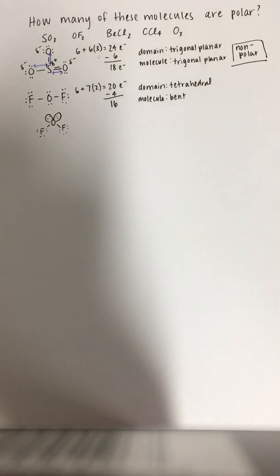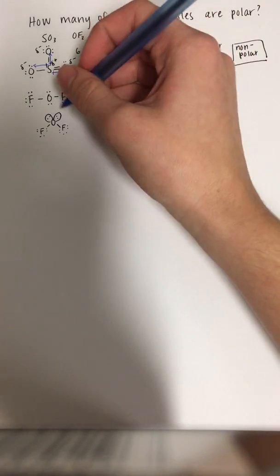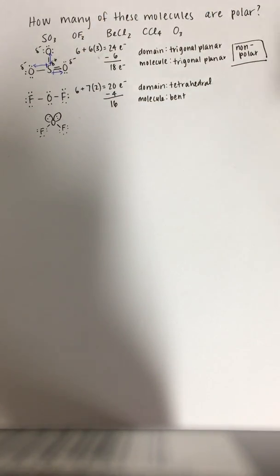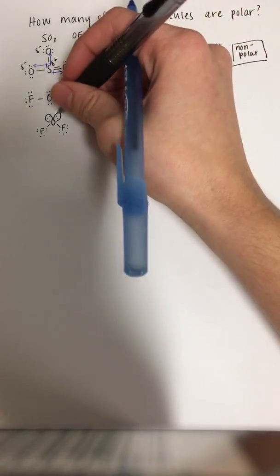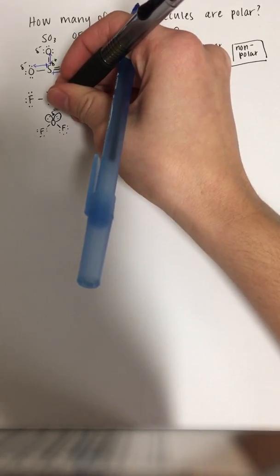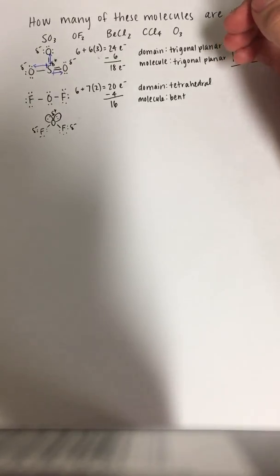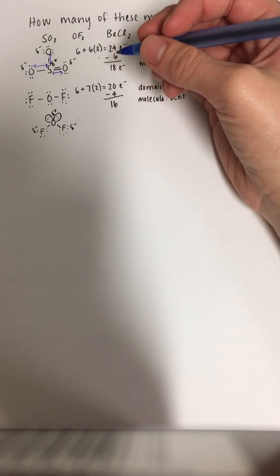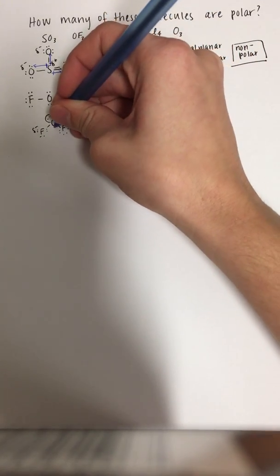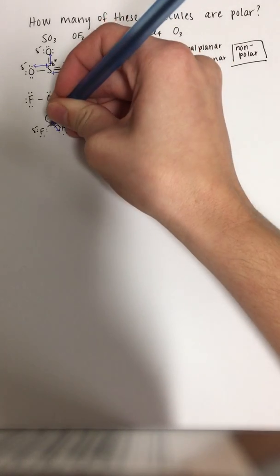So because of this, our dipoles are going to extend. We know that oxygen is slightly positive and the fluorines are slightly negative because of the electronegativities given to us from the periodic table. So when we draw our bond dipoles, they're going to extend from oxygen to fluorine.